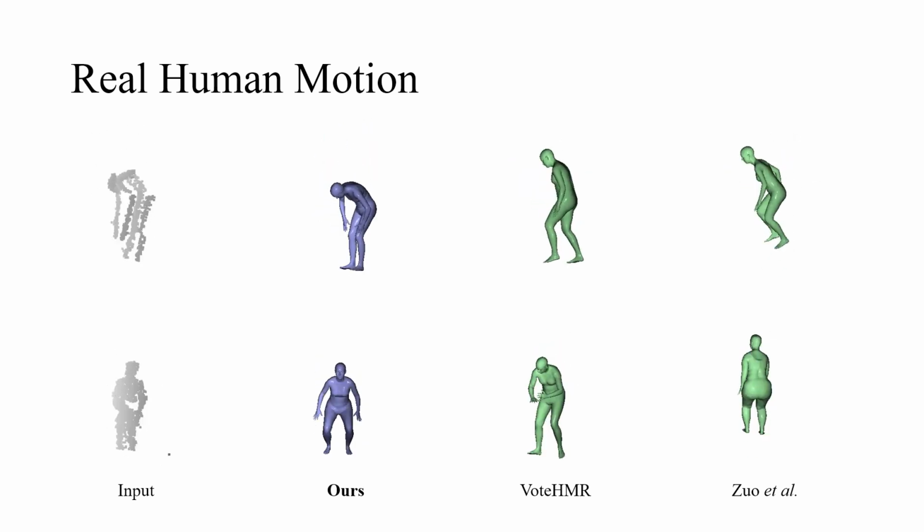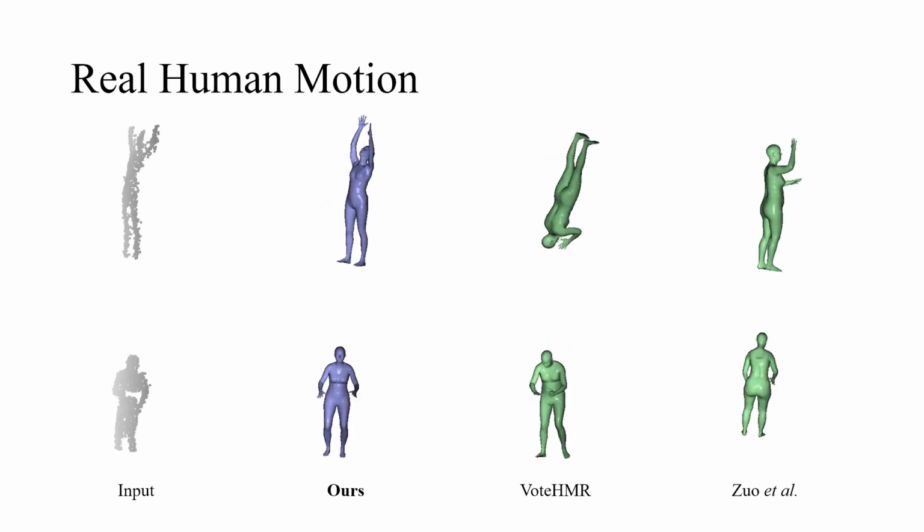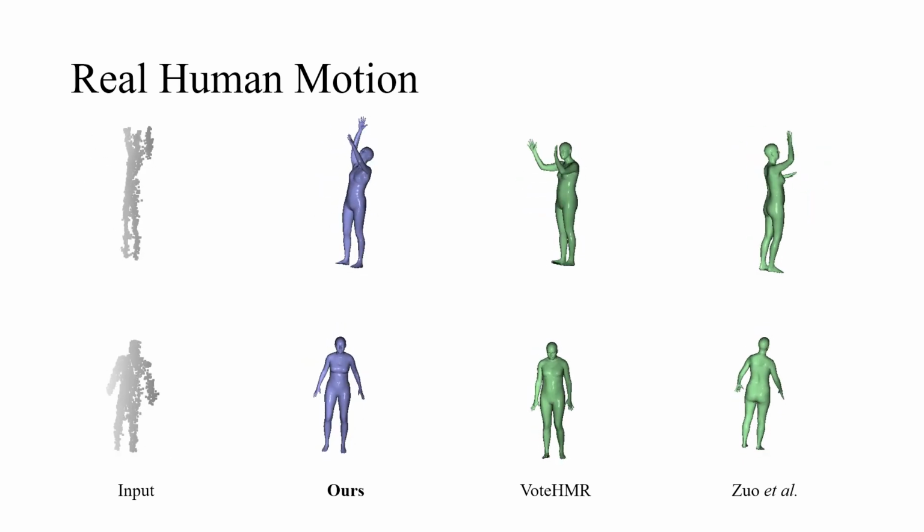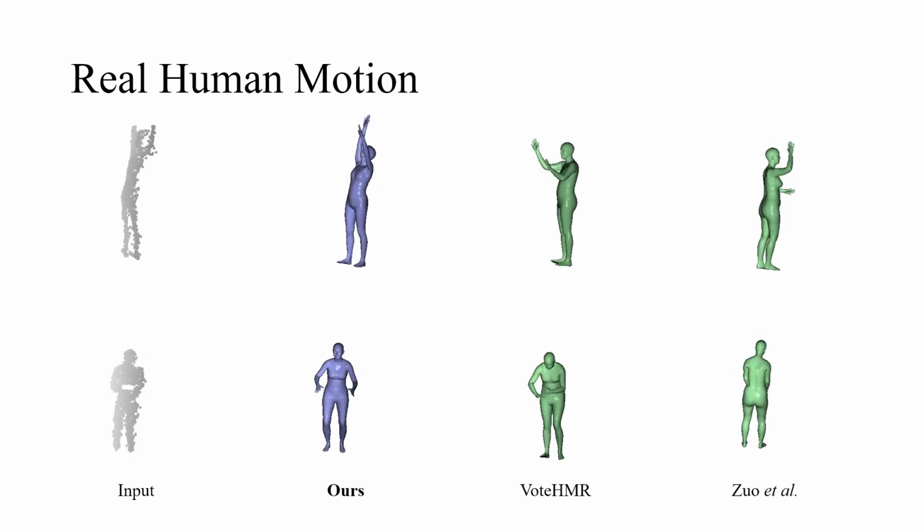The real data additionally contain wiggling noises and flying pixels. Our method nonetheless recovers plausible mesh sequence, whereas baselines fail to generate realistic motion.